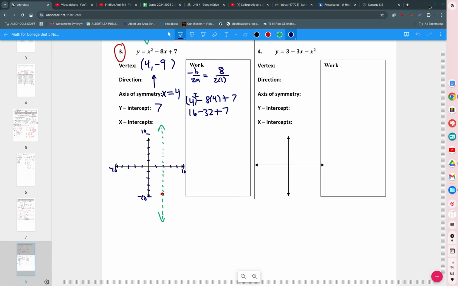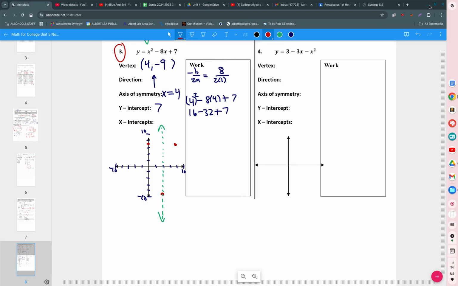I'm going to plot my y-intercept now. Watch what I can do to kind of help myself out. If I plot 7, 2, 4, 6, 7, because the green line is the axis of symmetry, I can flip and put one right over on the other side as well. So you've already got a pretty good indication of the shape of the graph. And we should be able to kind of predict about where our x-intercepts should be.